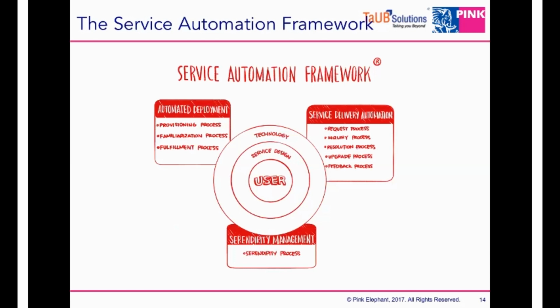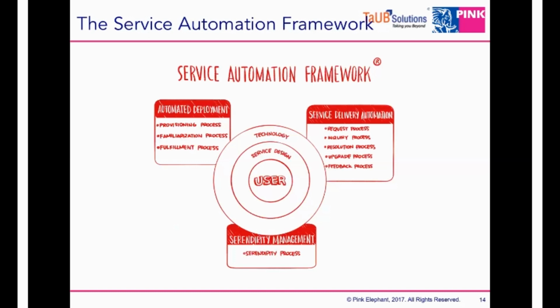On the left-hand side, you see automated deployment, which is all the processes you need in order to set up a service for the first time. The second block is called service delivery automation. That contains all the processes that you need during the service delivery phase. Things like troubleshooting, upgrades, resolutions to problems, etc., etc. So those are the more operational processes.